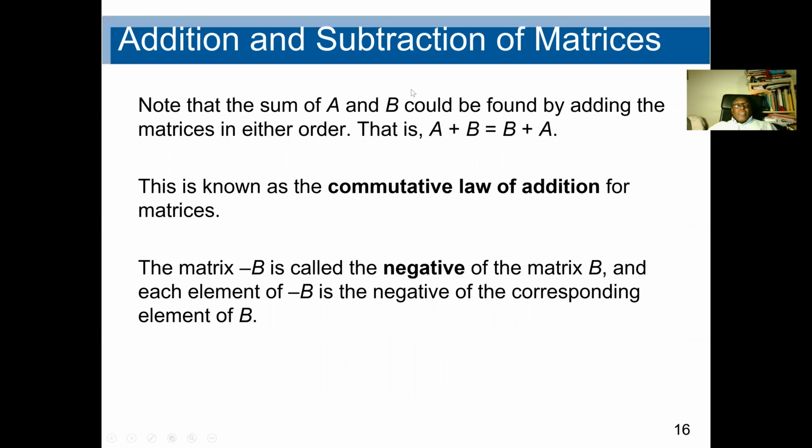So in addition and subtraction of matrices, A plus B is the same as B plus A. This is also known as the commutative law of addition for matrices. The matrix negative B is called the negative of matrix B, and each element of negative B is the negative of the corresponding element of B.